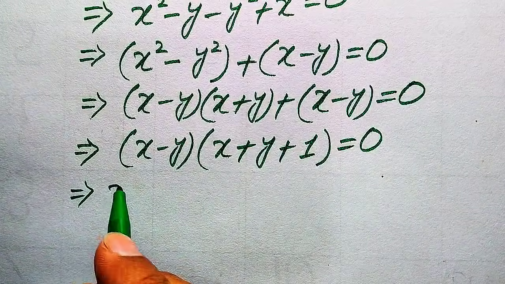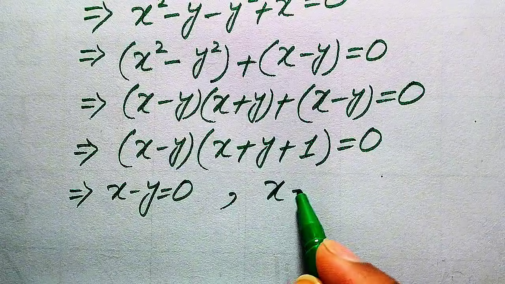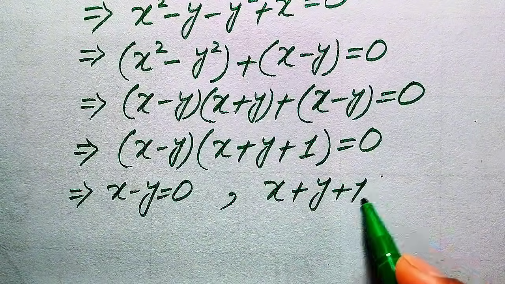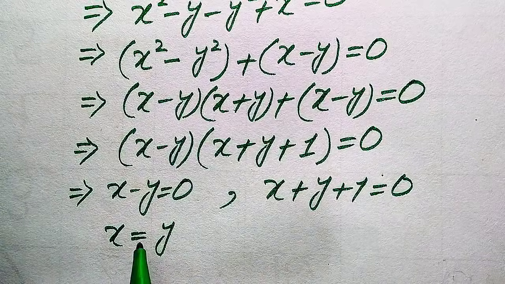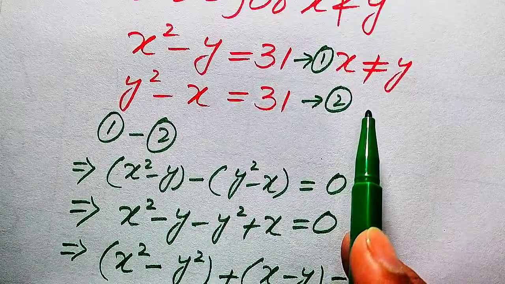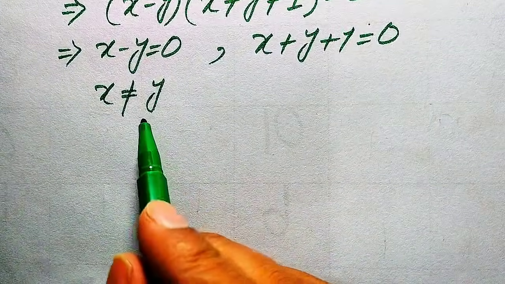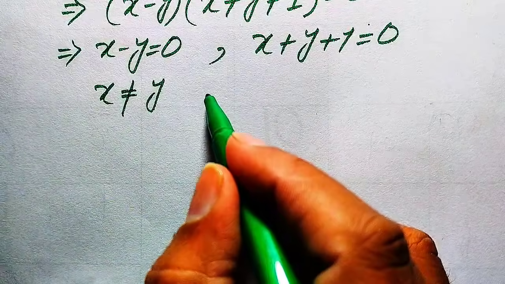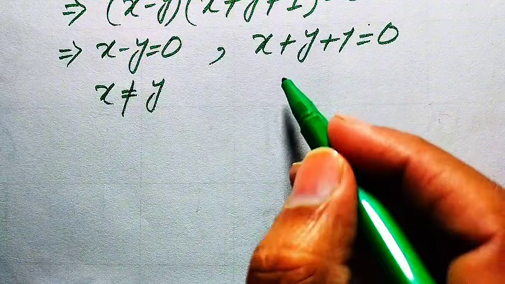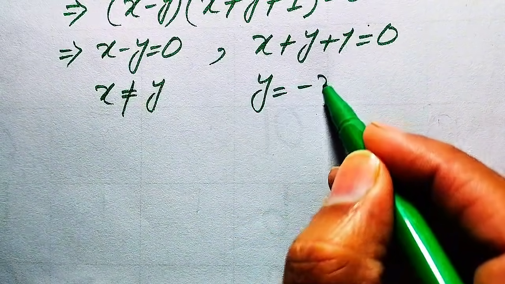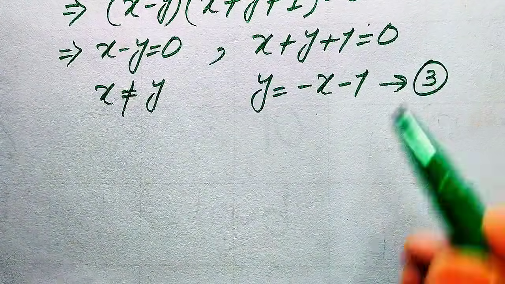So now we divide this equation into two cases. The first case is x minus y equals to 0, and the second case is x plus y plus 1 equals to 0. From the first case you see that x is equals to y, but in the question statement we said that x is not equals to y, or in other words, we solve the problem for distinct values of x and y. So here we rejected this case, and we proceed with the second case only. From here we move x plus 1 to the right hand side, and we get the value of y is equals to minus x minus 1, and we call this our equation number 3.